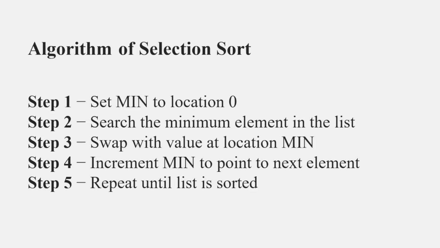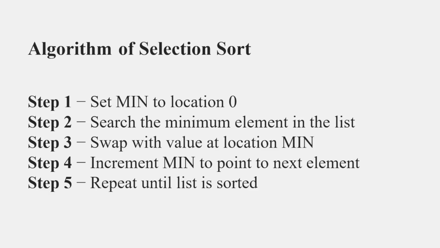So this is the algorithm for selection sort. First we have to set min to location 0. Min is one temporary variable that will point to the 0th location. And then we need to search for the minimum element in the list. After finding the minimum element, we need to swap that minimum element with the min value.